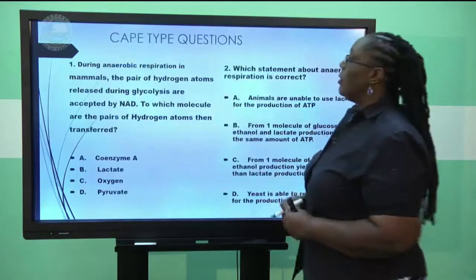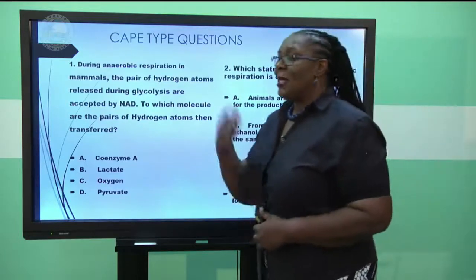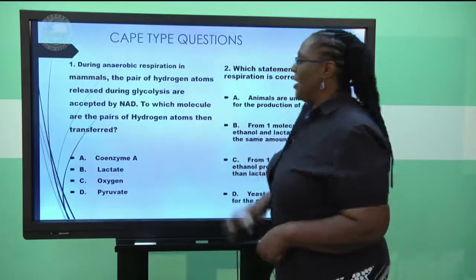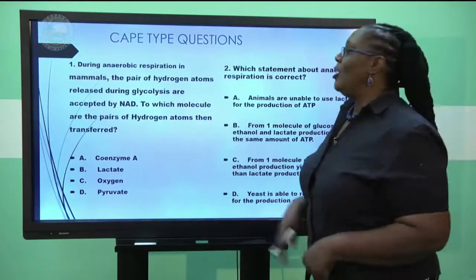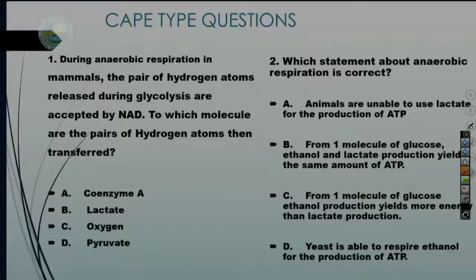So we have some questions here. I left the questions to last because I did not give you a peek at them because they're too easy. So I think you should be able to just look at them, and based on what we said earlier, you should be able to answer them. They are multiple choice type questions. During anaerobic respiration in mammals, the pair of hydrogen atoms released during glycolysis are accepted by NAD. To which molecule are the pairs of hydrogen atoms then transferred?